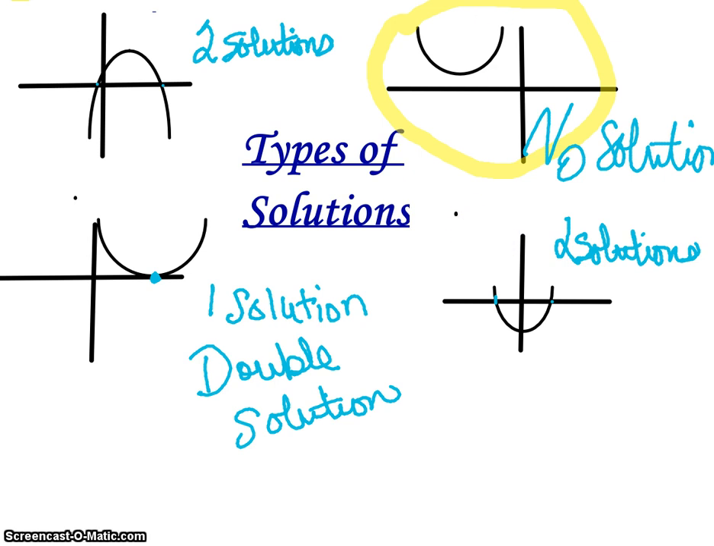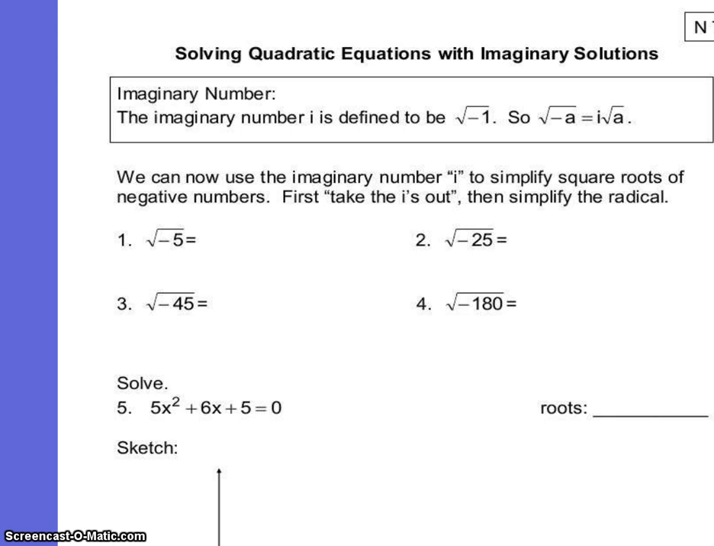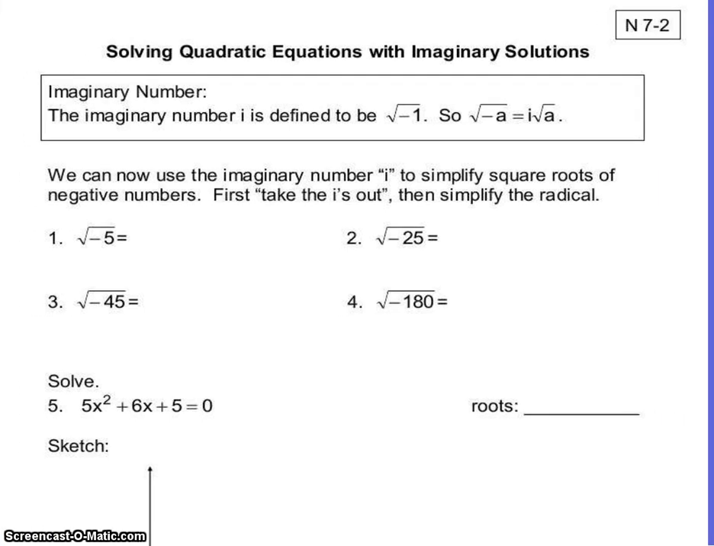So that introduces us to this assignment, which is on solving quadratics with imaginary solutions. So we're going to focus on the top half. Don't even worry about 5 on. We're going to focus on 1 through 4. So an imaginary number is defined to be the square root of -1. So let's talk about that a little bit more.